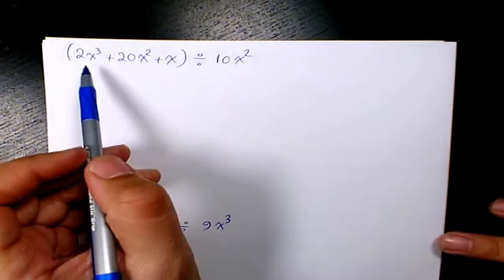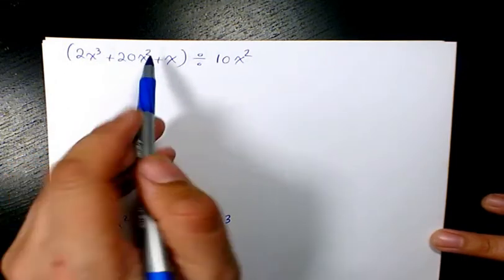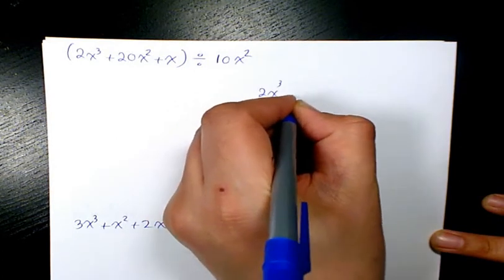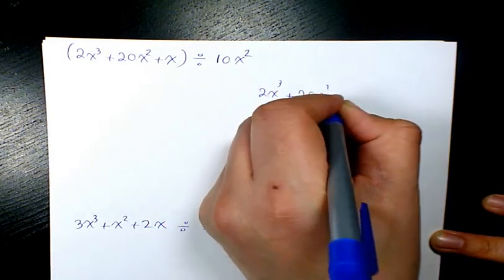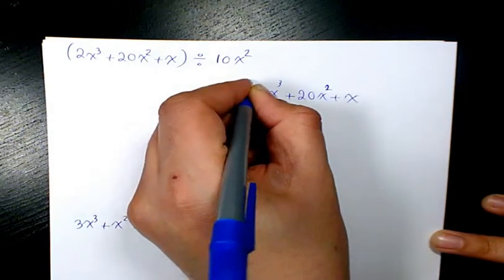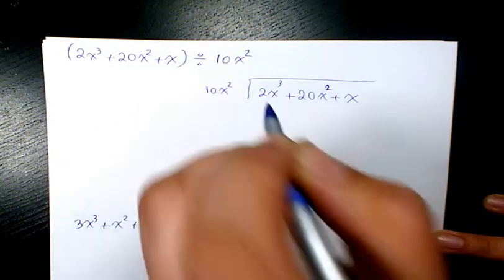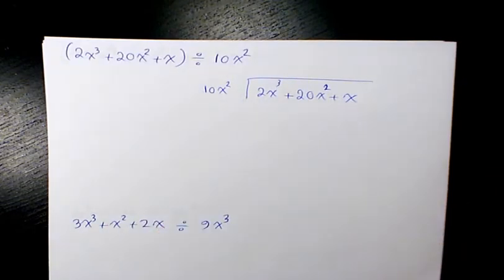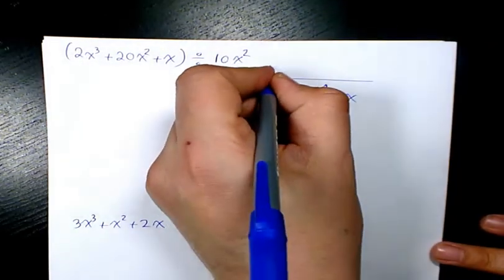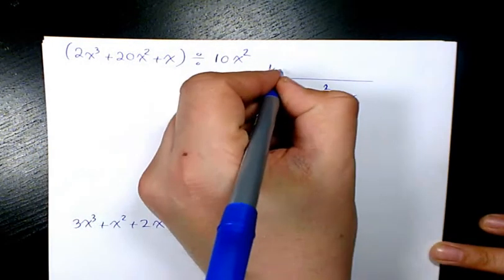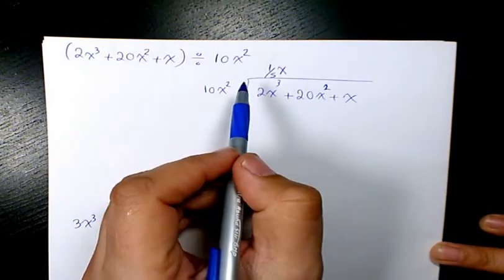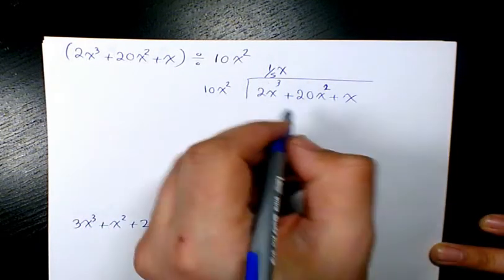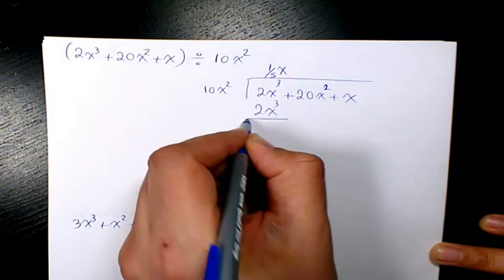So here we have 2x cubed plus 20x squared plus x divided by 10x squared. 2x cubed divided by 10x squared is going to be 1 over 5 x. So 1 over 5x times 10x squared is going to be 2x cubed. Subtract, it's going to be 0.